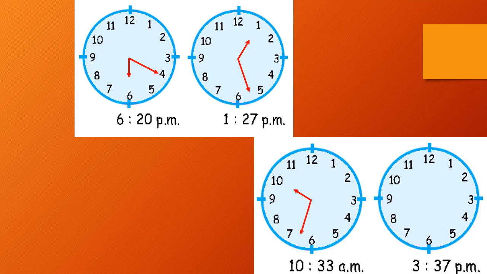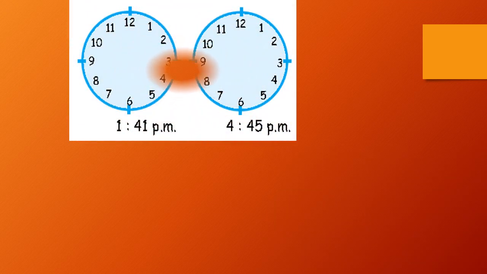3:37: the short hand at the hour 3, the long hand at the minute 37. 1:41: the short hand at the hour 1 and the long hand at the minute 41. 4:45 p.m.: the short hand at the hour 4 and the long hand at the minute 45.